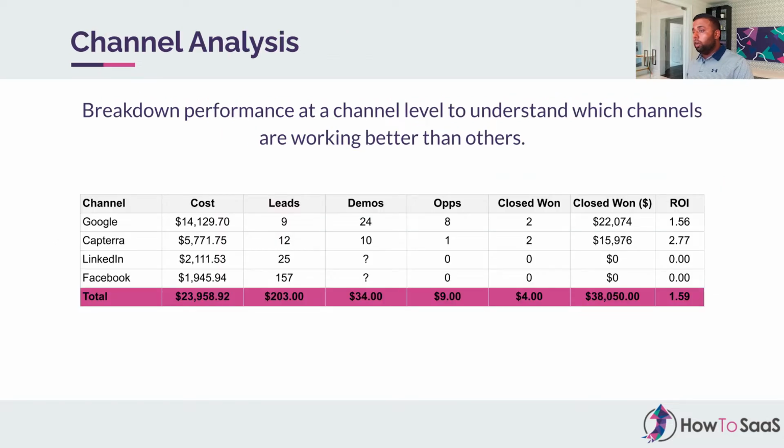Number two, you want to look at your channel analysis. So once we understand on a monthly basis if we're profitable or not, you may want to look at specific channels to see which ones are working and not working. So this is a company that's far earlier in its journey on the paid media side, and you can see that they're spending about $14,000 on Google. They got about 9 leads, 24 demos. A bunch of them became opportunities, and 2 led to close 1.